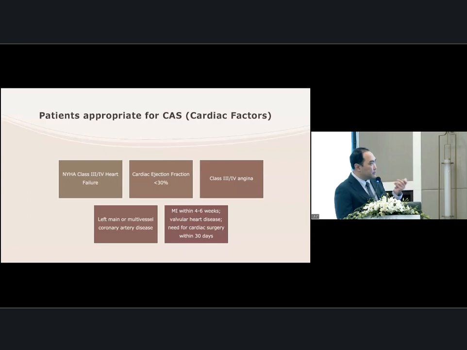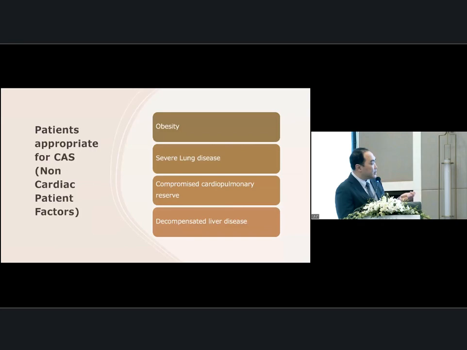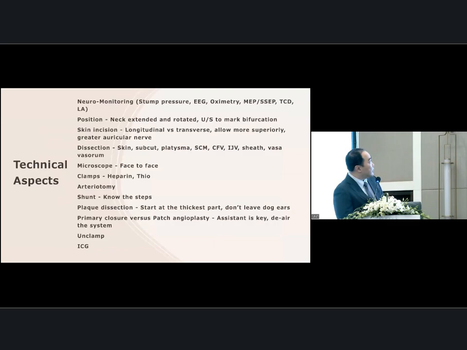For CAS, look at the cardiac factors because really it's slightly more minimally invasive from that point of view. Technical aspects, what do we do? Well, we do it routinely with neuromonitoring, and we tend to do the oximetry plus the SSEP and MEP.